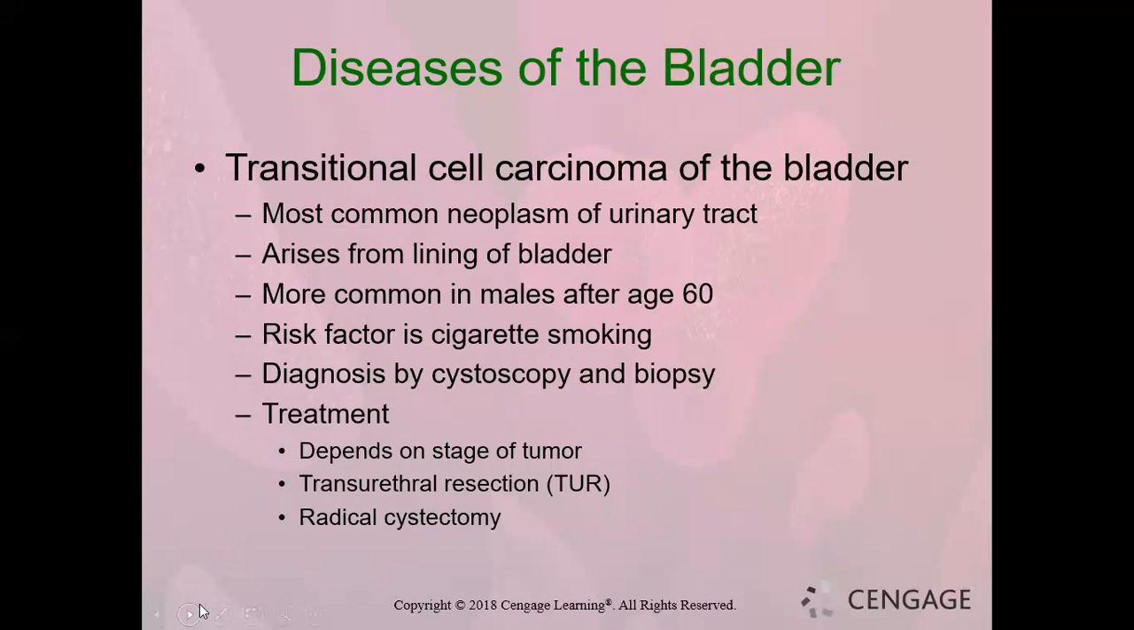Transitional cell carcinoma of the bladder. This is the most common cancer, neoplasm of the urinary tract. It arises from the lining of the bladder. This is more common in men after the age of 60. Cigarette smoking, again, is a risk factor. Usually it's diagnosed by biopsy. Treatment depends on the stage of the tumor. They may do a resection of part of the bladder, and sometimes they'll have to remove it.